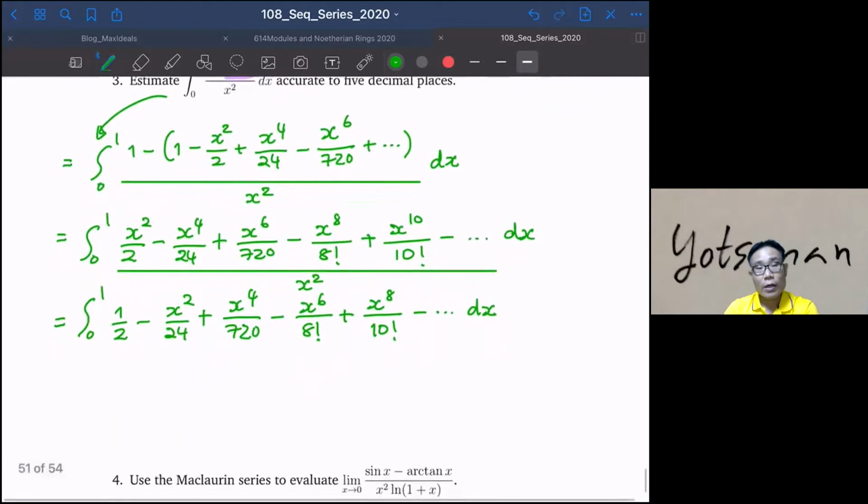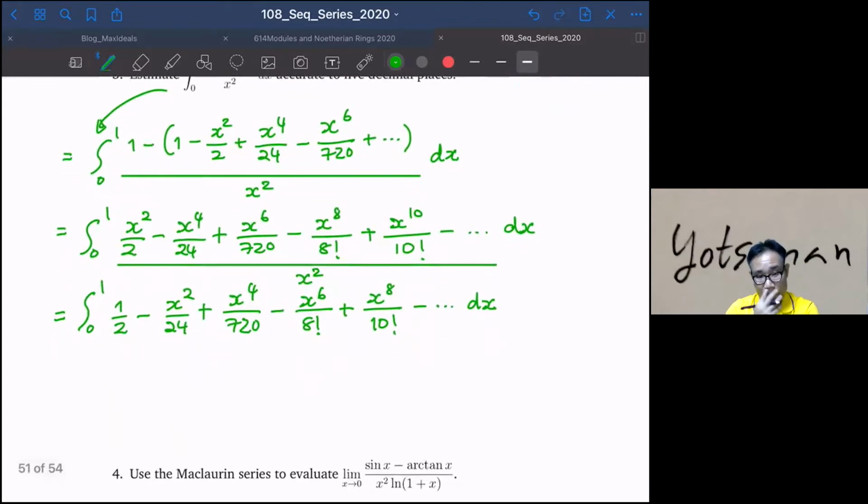You'll be able to integrate this term by term. So you integrate 1/2, and you get x over 2. You integrate x squared, and it's going to be x to the 3rd over 24 times 3. You integrate x to the 4th, and it's going to be x to the 5th over 720.